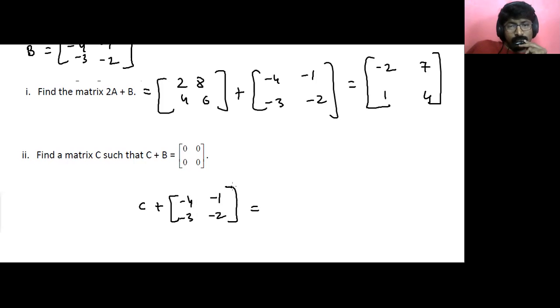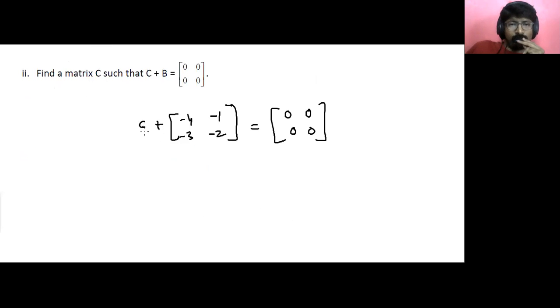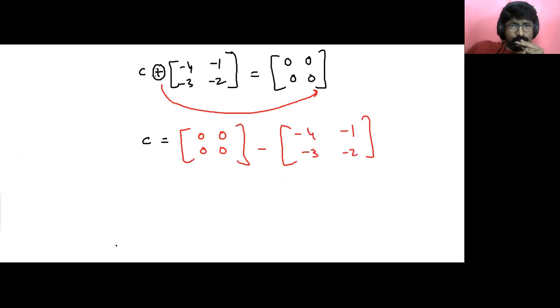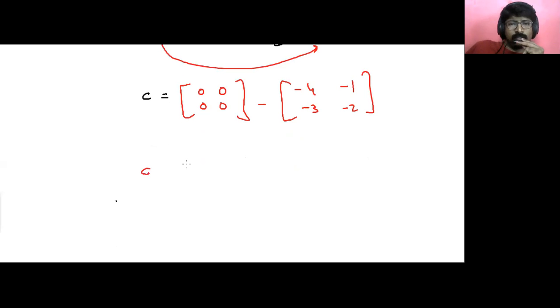Now listen very carefully and look at what is happening on the screen. Pay attention. We can solve this equation. So how are we going to get this matrix C? Look at this. This is a plus matrix. When we shift this matrix to the other side, it will become a negative matrix. Are you getting it? So it will become 0, 0, 0, 0, minus, minus 4, minus 1, minus 3, minus 2. You understood what I did? I just reversed the sign and all the inner entries have been written as they are. Did you understand?